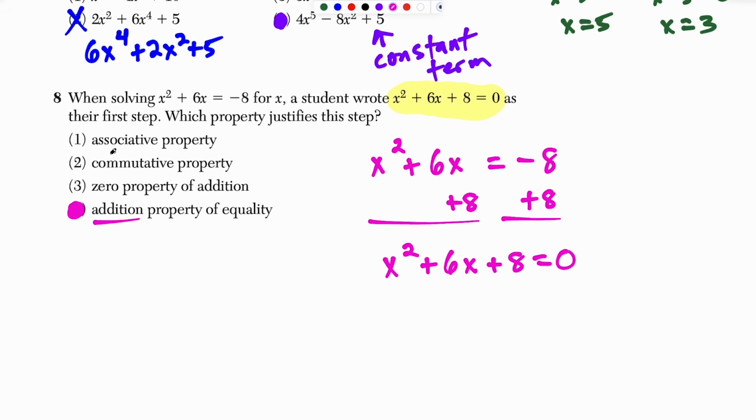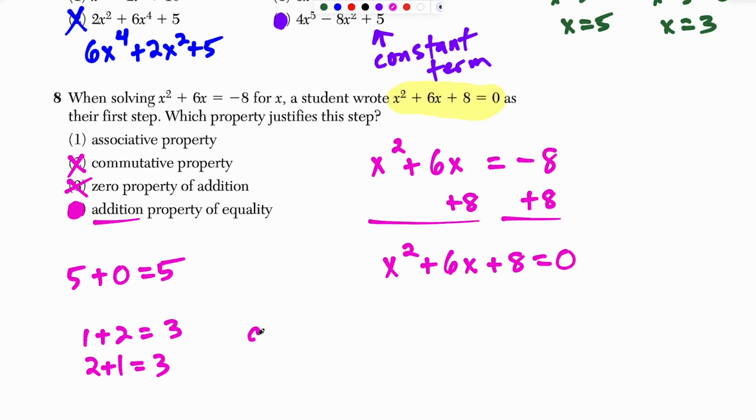Okay, it's not the other answer choices, because the zero property of addition just says if I take a number like 5 and I add 0 to it, I get the same thing. Commutativity just means if I switch the order, like 1 plus 2 equals 3, then 2 plus 1 equals 3 is also true. And the associative property just means that the way I group things doesn't matter, so if I do A plus B and then plus C, that's the same as doing A plus the quantity B plus C. Okay, so that's not what's happening here, so choice 4.